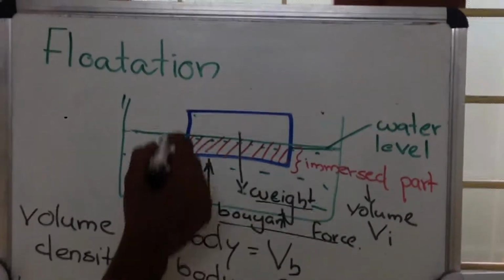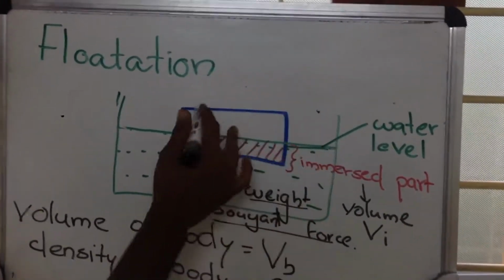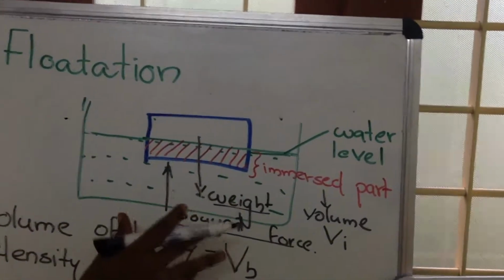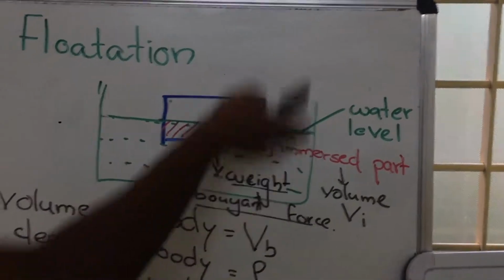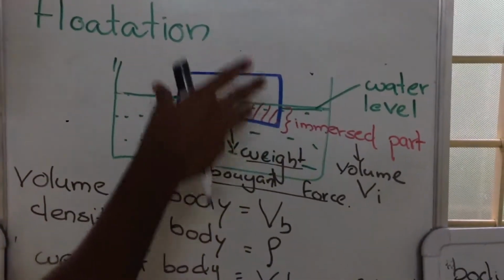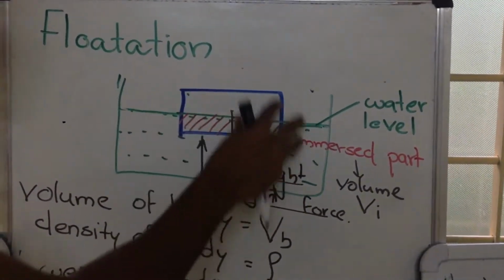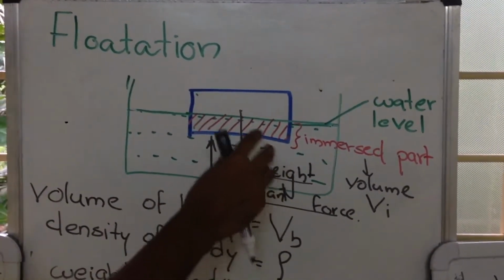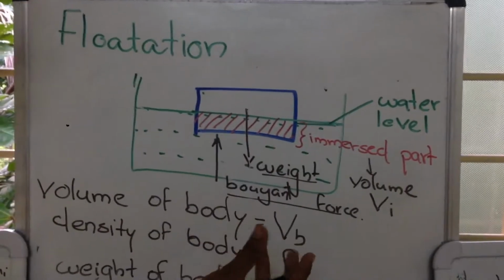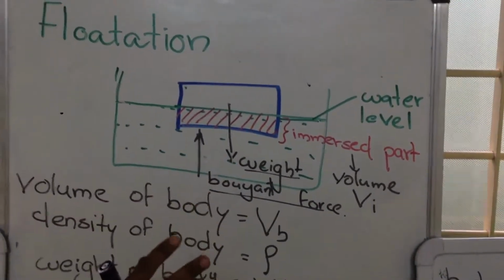So if this body floats, it is at rest. That means it does not have the tendency to go downward, or the tendency to go upward. That means it's at rest. So the net force acting on this object should be equal to 0. Now we are considering the forces acting on this object.